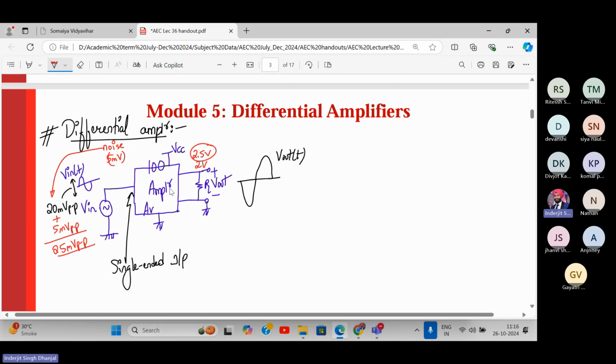For example, let's say we have two stages of this amplifier and the gain becomes 1000, and this amplifier, instead of giving us 2 volt as the correct output, will give 2.5, which is the wrong output. Understood? So this is the problem of a normal single stage amplifier.